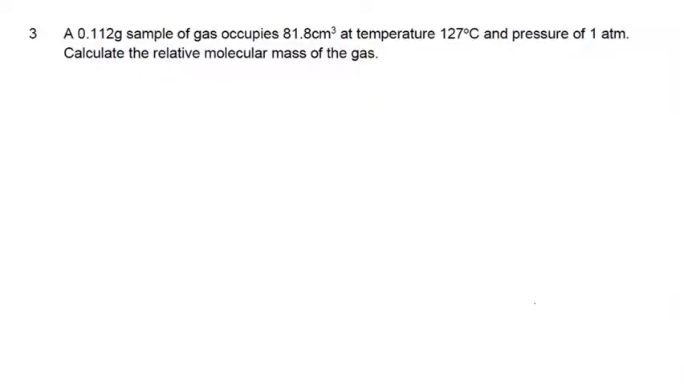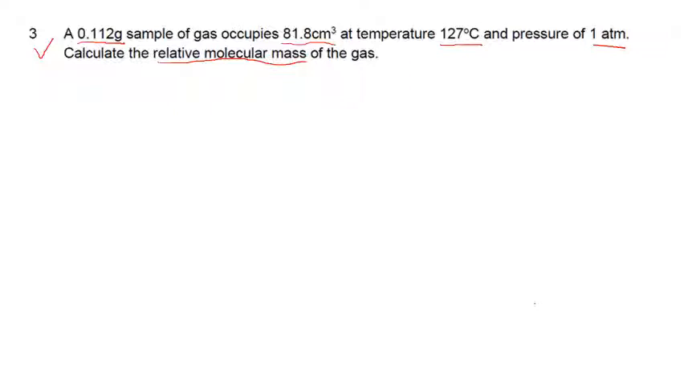Now let's continue with tutorial question number 3. A 0.112 gram sample of gas occupies 81.8 centimeter cube at a temperature of 127 degrees Celsius and 1 atm. Calculate the relative molecular mass. Basically, question number 3 is different from question number 2. In question number 2, you can see that the volume is given twice, at different conditions. But in this question, every parameter given appears only once. So we know that we are not going to use Boyle's law, Charles' law, or Avogadro's law.